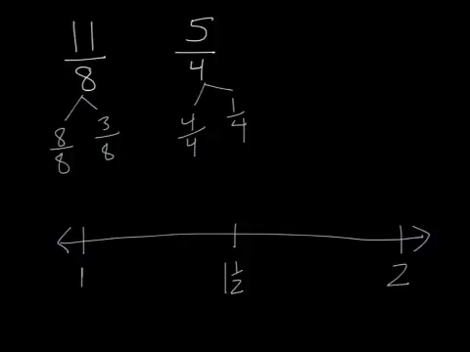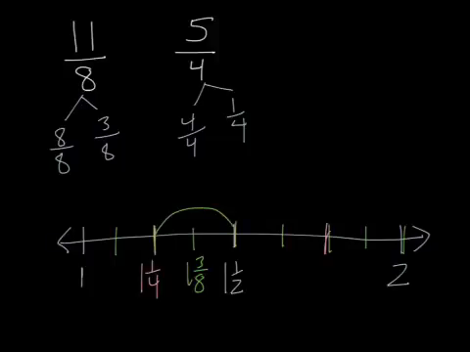the 1/4. So if I break this number line into fourths, 1 and 1/4 is right here. If I take the same number line and break it into eighths, 1 and 3/8 is right here. 1 and 1/4 is a fourth away from 1 and 1/2. 1 and 3/8 is only an eighth away from 1 and 1/2. So I know that this fraction, 1 and 3/8, is the greater fraction. So 11/8 is greater than 5/4.